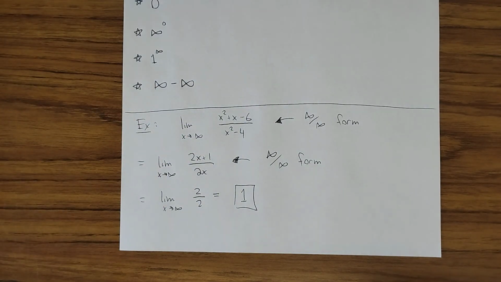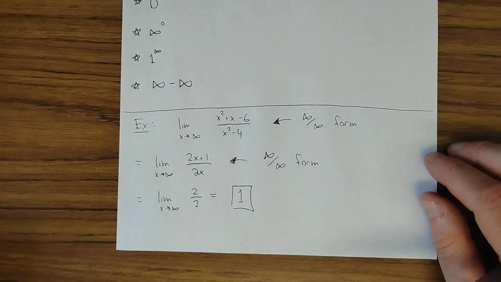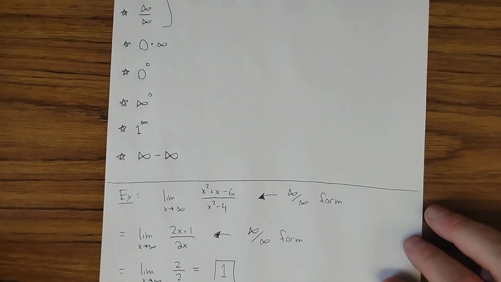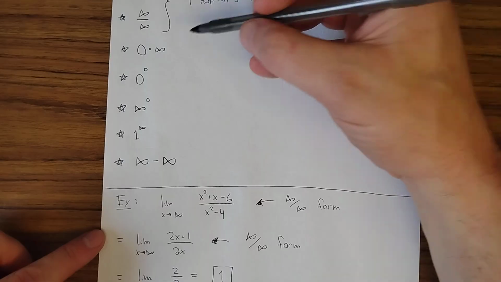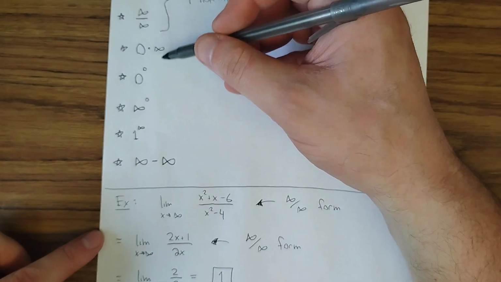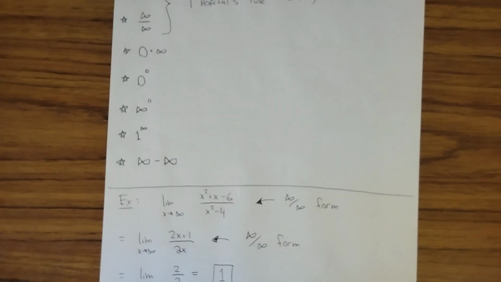So that's your basic L'Hopital's rule. We did a 0 over 0 form, an infinity over infinity form, and I am going to tell you what to do with the rest of these in the next video.